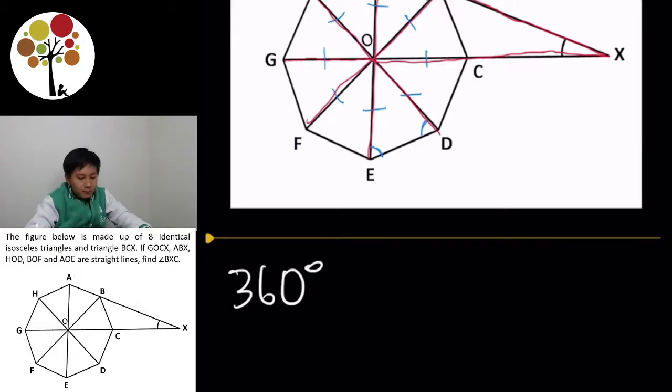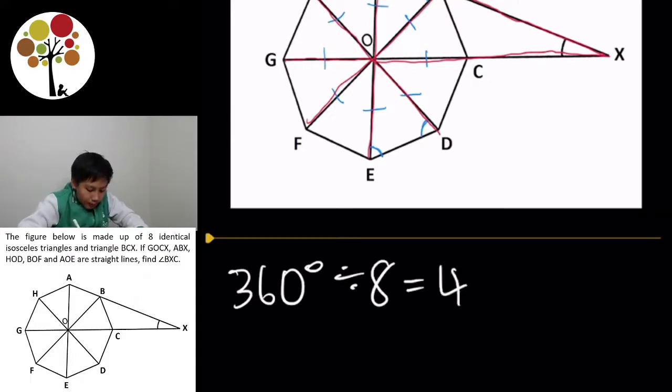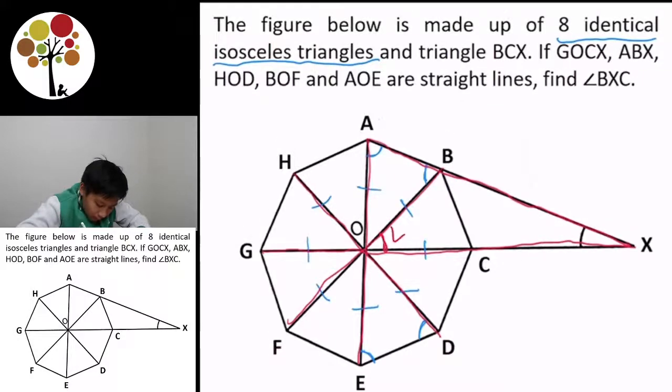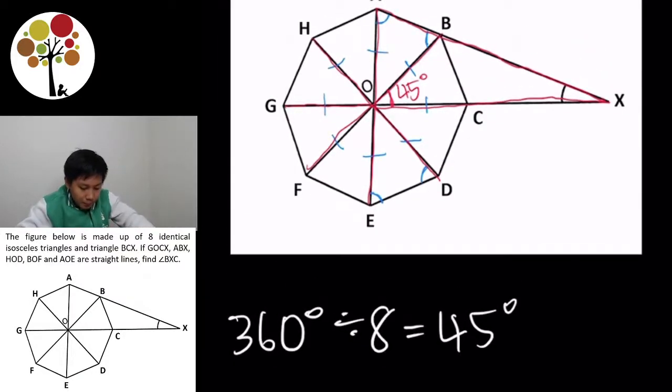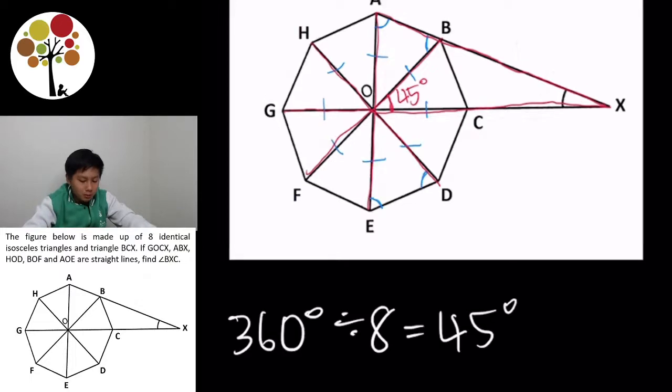And since they are all identical, it means that the top angle is the same. So I'll take 360 degrees divided by 8 triangles in total, which is equal to 45 degrees. So that is this part, 45 degrees. Okay, now the question is to find BXC. In order to find BXC, first we need to find the other two angles.